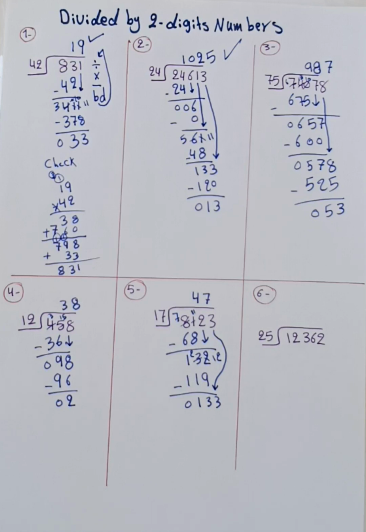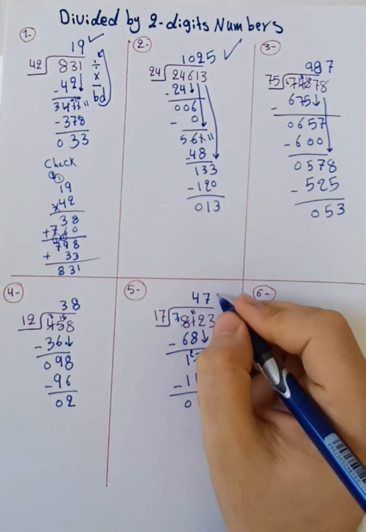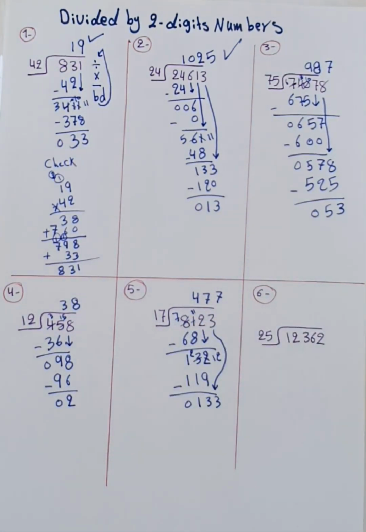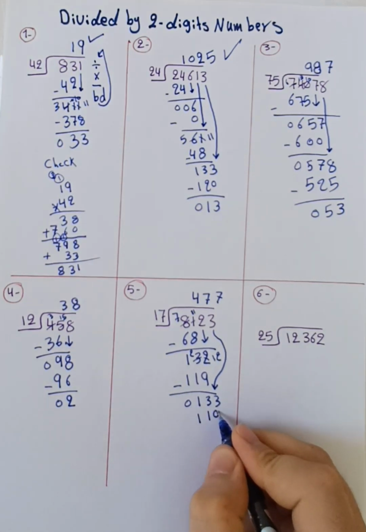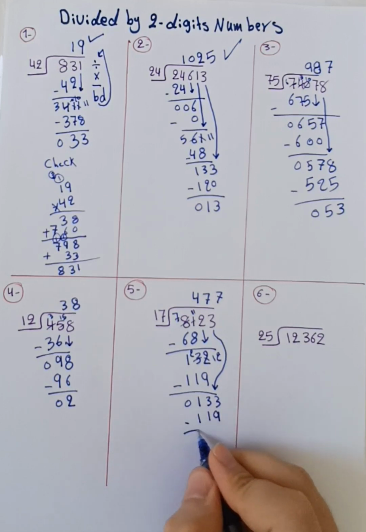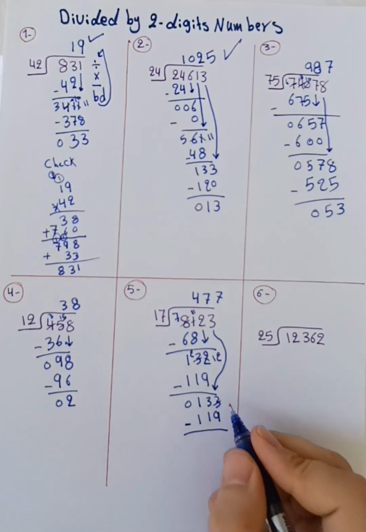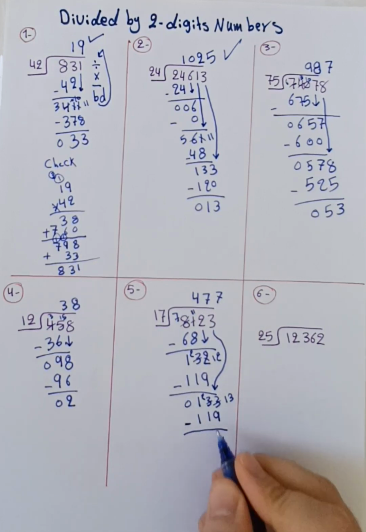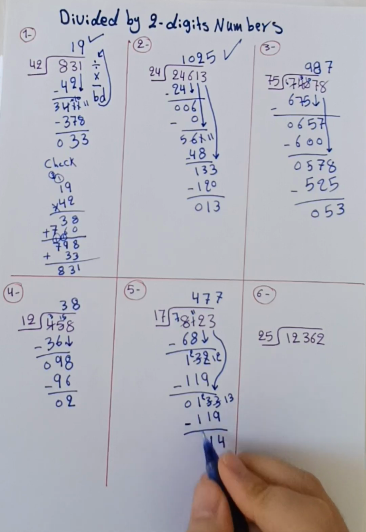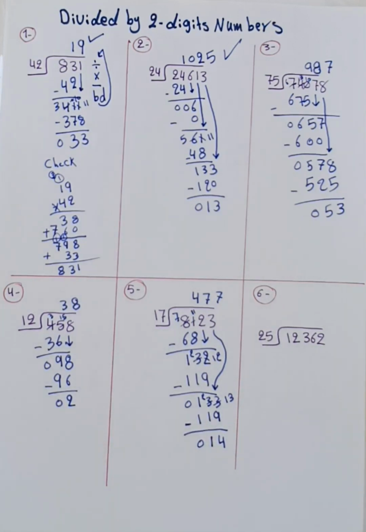133 divided by 17. If we write 8 times 17 equal to 136, so 8 is more. Again 7 is suitable number. 7 times 17 equal to 119. This 3 become 13 and this 3 become 2. 13 minus 9 equal to 4. 2 minus 1 is 1 and 1 minus 1 is 0. So the quotient is 477 and the remainder is 14.